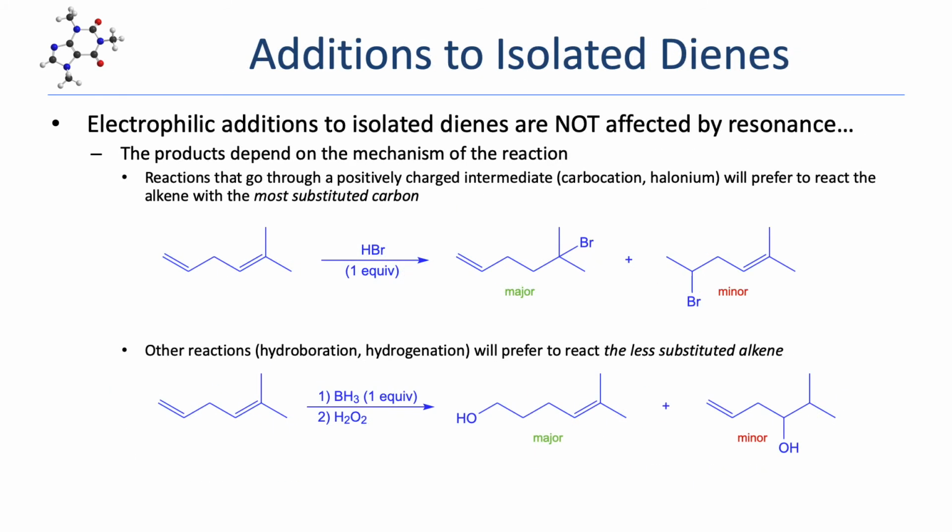Compared to conjugated dienes, the reactions of isolated dienes are fairly straightforward. Because the electrophilic addition reactions of isolated dienes cannot directly form allylic carbocations, they're not affected by resonance. The main concern with isolated dienes is determining which alkene will react, at least in cases where the two alkenes are distinct from one another. Which alkene of an isolated diene prefers to react actually depends on the mechanism of the reaction being performed.